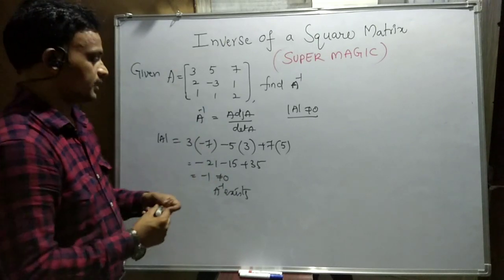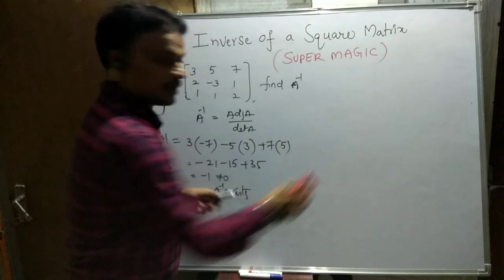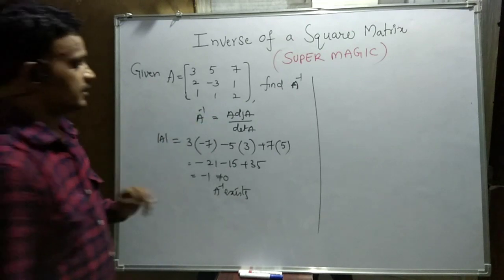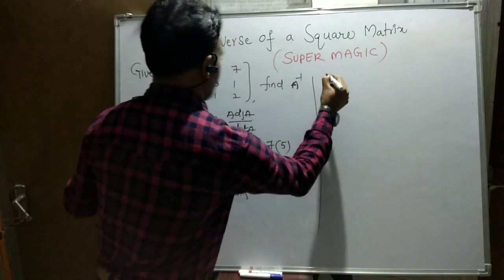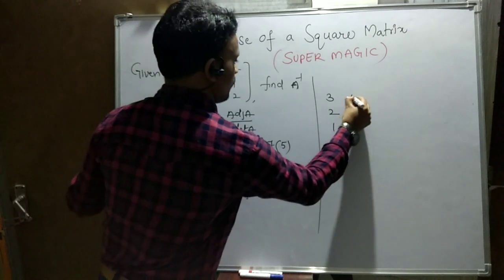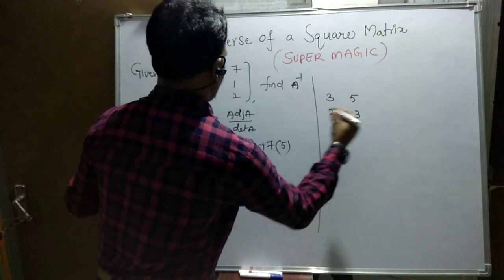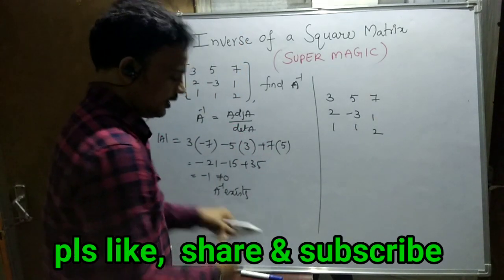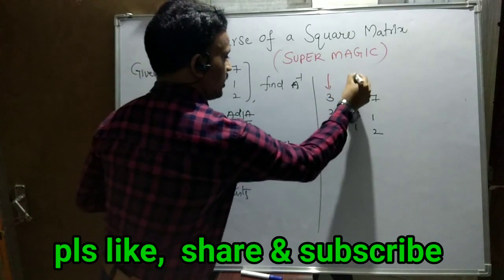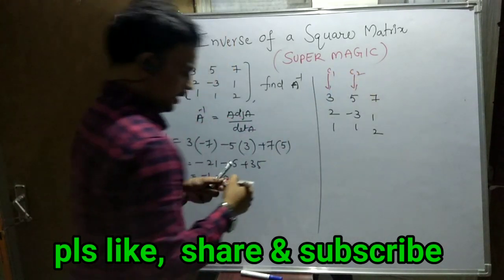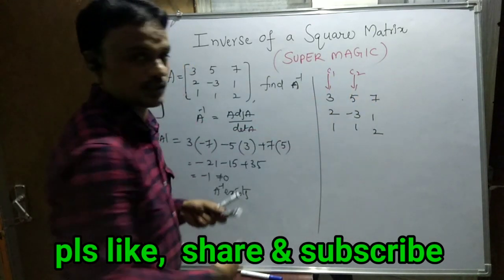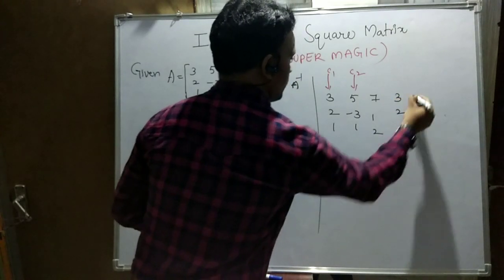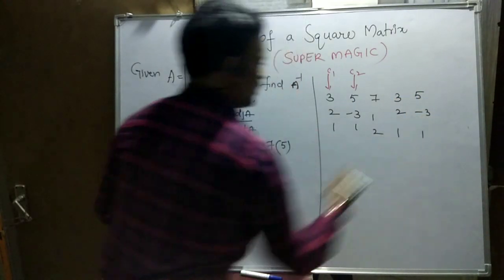Now what I am going to find is the adjoint of A. Here the magic starts. For finding the A inverse, please write the matrix as it is, which is 3 2 1, 5 minus 3 1, and 7 1 2. This is column 1 and column 2, C1 and C2, and again I am going to write them as it is, column 1 and column 2, which is 3 5 7 and 2 minus 3 1.